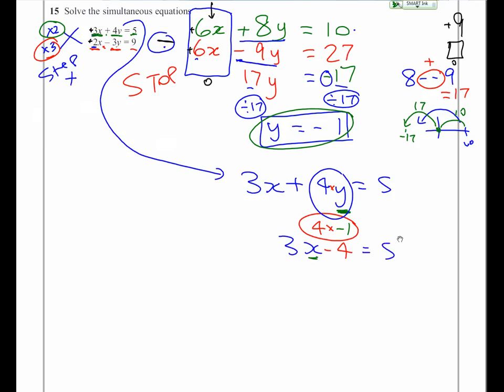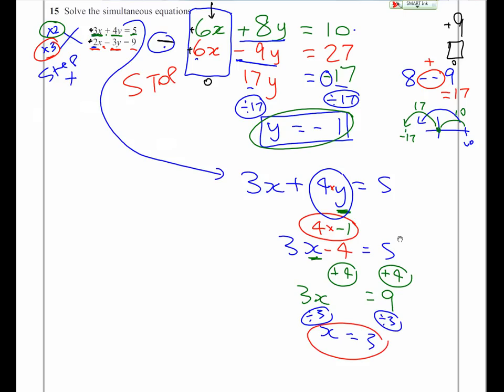We want to get x on its own. We want to find x. First thing we do is add 4 to both sides. So we get that 3x equals 9. Then we want x completely on its own, so we divide by 3 on both sides. And we get x is 3. So what we've done is we've solved it. We can write it again, x equals 3 and y equals minus 1.